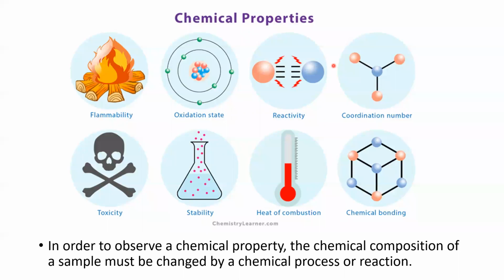Whereas with chemical properties, in order to observe these properties, the composition of that sample, of that substance, must be changed by a chemical process, otherwise known as a chemical reaction. So just looking at a few of these, some, depending on what chemistry you've taken in the past, may be familiar to you or not. So oxidation state we'll talk about later in the course. Heat of combustion is essentially just how much energy is released when you burn something. Coordination number, we touch on a little bit in one of the later chapters.